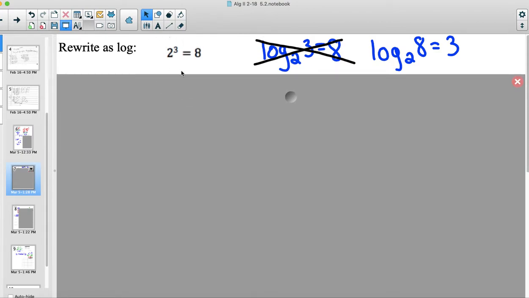So this is exponential form. What you would do is take this number, and that would become this right here. So basically, when you have log base 2 of 8, you're asking what power of 2 does it take to get to 8? We know that would be equal to 3. You're going to be asked on a test to go from exponential form to logarithmic form and back and forth, so you want to be comfortable with that.